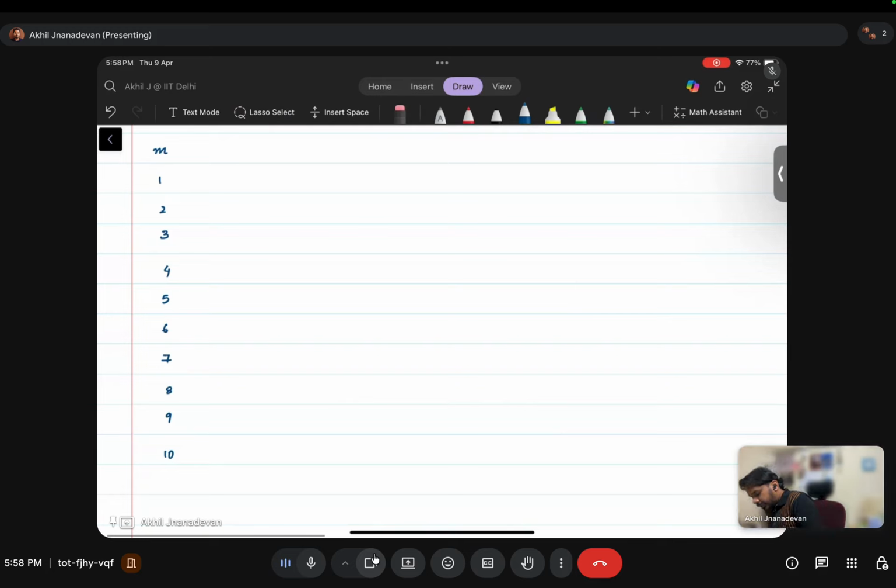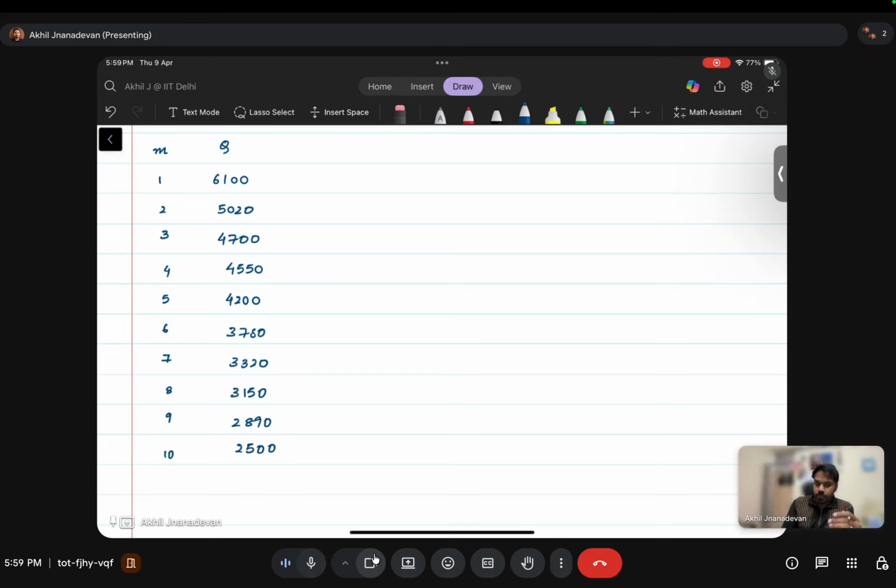So there are 10 data points. If we arrange them in descending order, the first highest value is 6,100, then 5,020, then 4,700, 4,550, 4,200, 3,780, 3,320, 3,150, 2,890, and 2,500. So these are the values of discharge arranged in descending order.